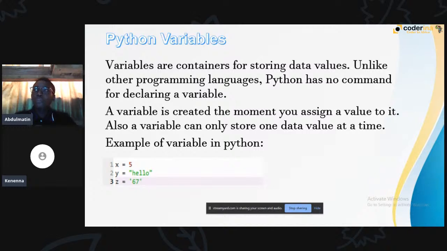That's a Python variable. You can also use different other things. For instance, you can say name is equals to Abdulmatin. That name is a variable. So you can use different things. Class is equals to different things. We are going to be talking later on about the rules in creating variables in Python.